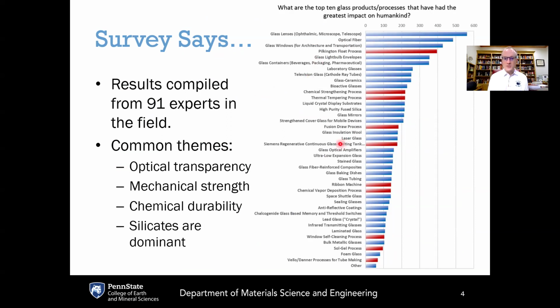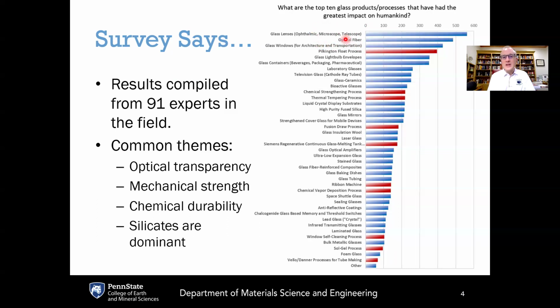Basically, we ranked all of these top advances when it comes to both glass products, which are shown in blue, as well as glass processes, which are shown in red. And the most important one, as rated by these 91 experts in the field, was glass lenses. This is ophthalmic lenses for spectacles, glass lenses for microscopes and telescopes. This was followed closely by the development of optical fiber, which, as I've mentioned, was critical for bringing us into the information age, and then followed closely again by glass windows for architecture and transportation.